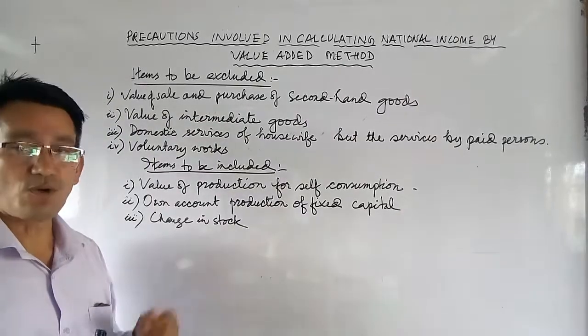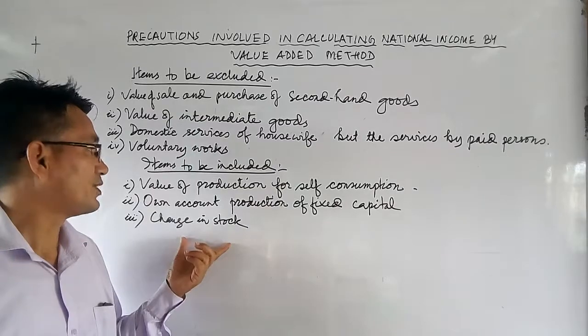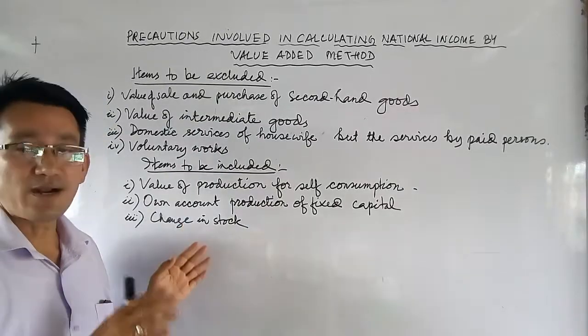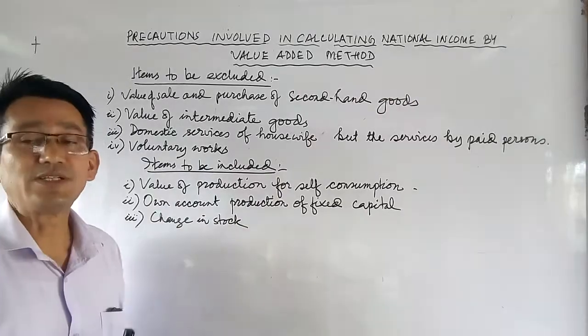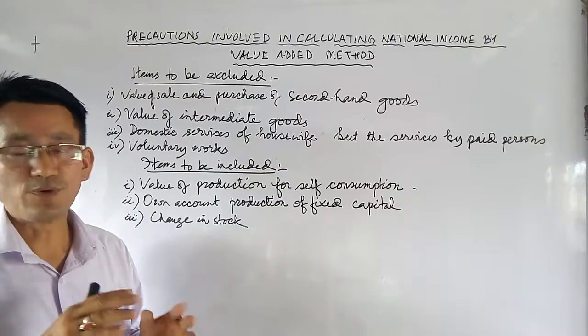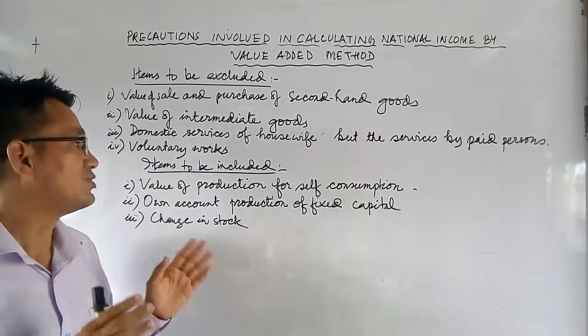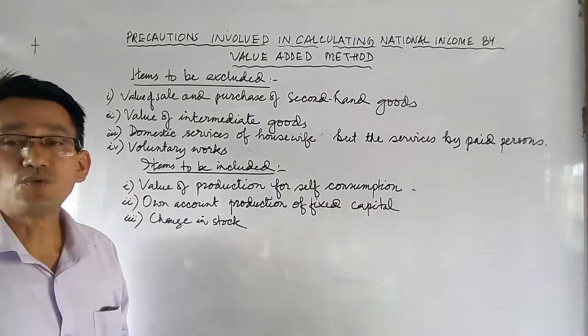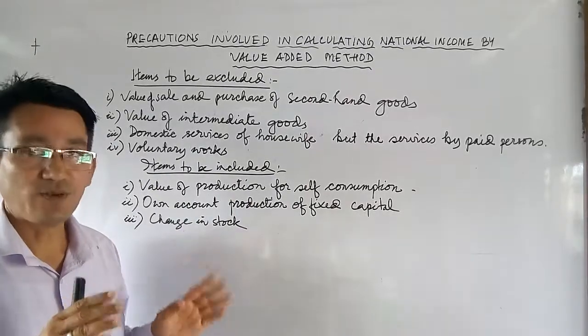Then change in stock. Change in stock should also be included in the calculation of national income because it is a part of capital formation. It may be positive or it may be negative, but it should be included. So these are the precautions to be taken into account while calculating national income by the value added method.